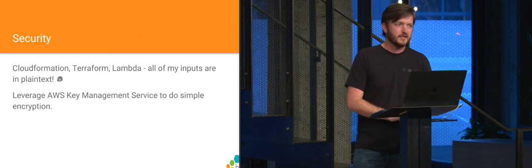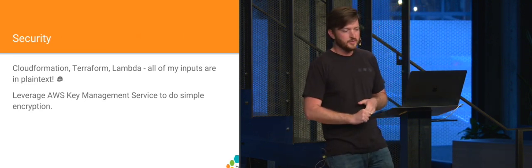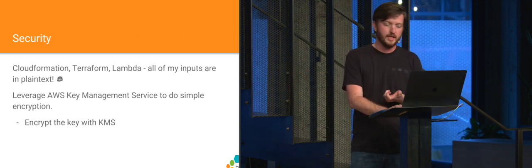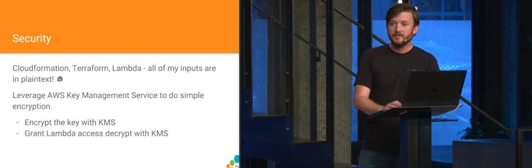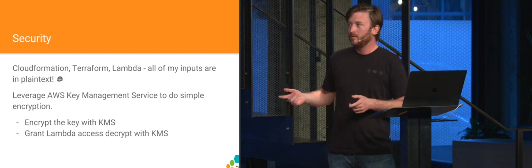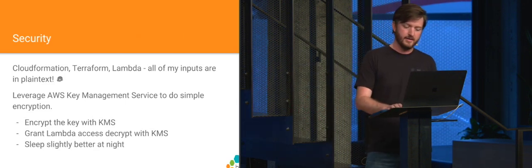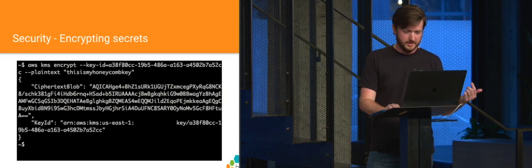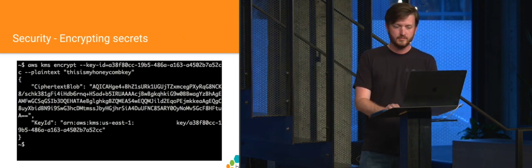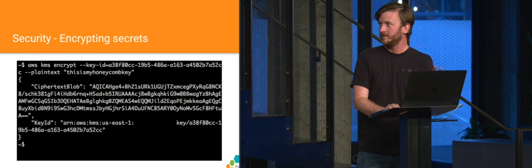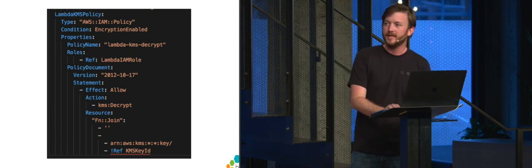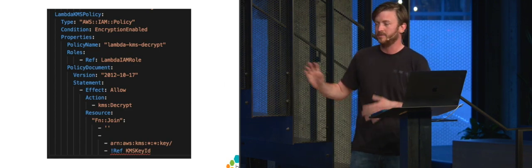So what we did was leverage AWS Key Management Service to do encryption of the key. We allow the customer to optionally encrypt their write key with the Key Management Service, and grant the Lambda function access to decrypt the key via IAM role, and this hopefully allows the customer to sleep a little bit better at night. Here's just a little example of how it would work. You take your Honeycomb key, run a CLI command, get the ciphertext blob, and you pass that to the CloudFormation template. And then your Lambda policy has access to decrypt that key, and only keys encrypted with that KMS key.